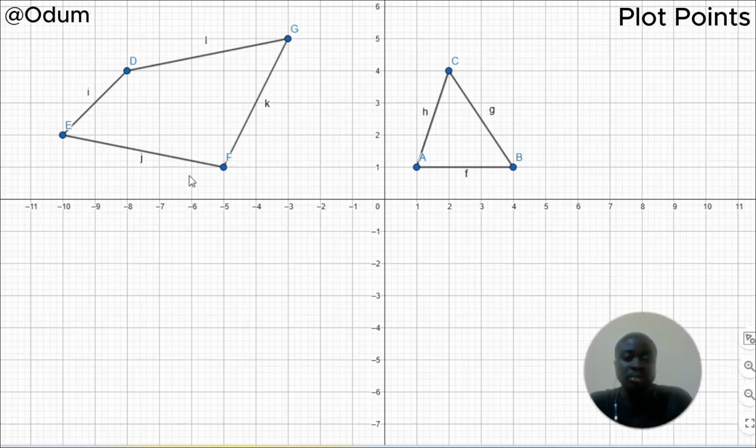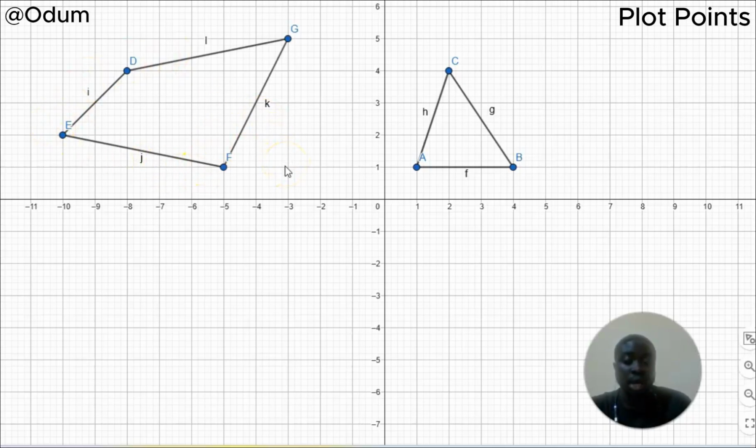This is our shape. Now you see we have joined these points together to form this shape. Whichever shape you want to form, you must get the points. That is why you must know how to label the points correctly so that you have the accurate shape. If you look at these points, point D is -8, 4. Point E is -10, 2. Point F is -5, 1. Point G is -3, 5. So you see, these are the points we have joined to form this quadrilateral.